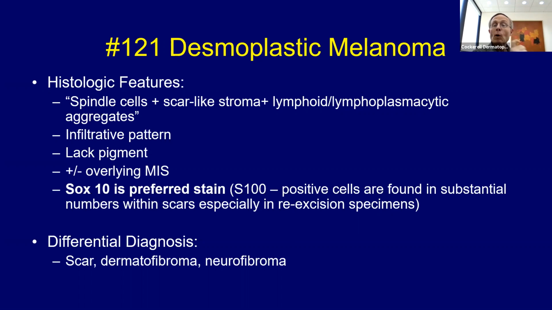If you see lymphoplasmacytic aggregates, that's helpful. But you can sometimes see that in neurofibromas and in other lesions too. So that's not a criterion for diagnosis. It's a helpful clue. And these also will involve nerves pretty commonly. So just remember that entity. Tough to diagnose clinically and histologically. Just remember, when you got a spindle cell lesion, always think of desmoplastic melanoma.